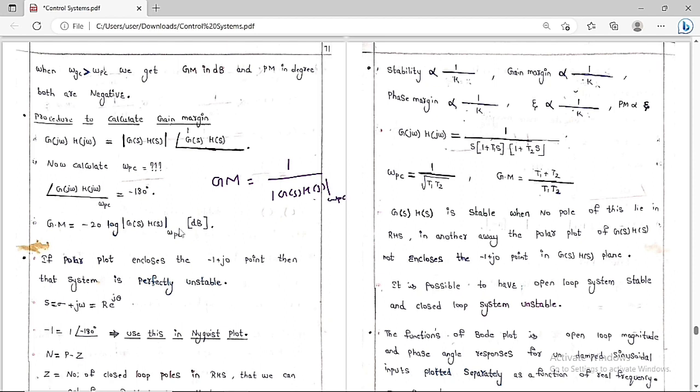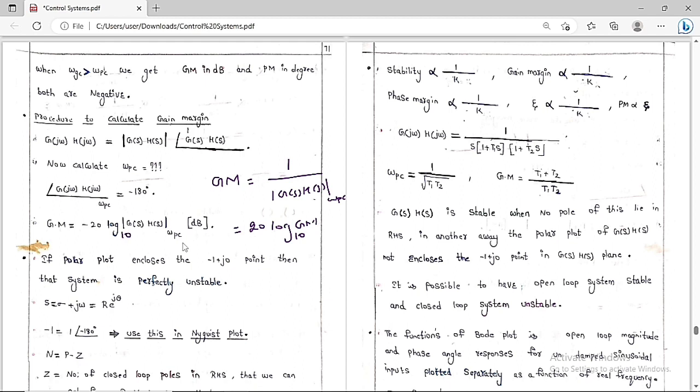So if you want the gain margin in dB, then you have to take 20 log of the gain margin to the base 10. So this we are going to get the gain margin in dB. If you substitute and simplify, we finally get minus 20 log of the magnitude of G(s)H(s) at the phase crossover frequency, with a base of 10. So this we are going to get in terms of dB.